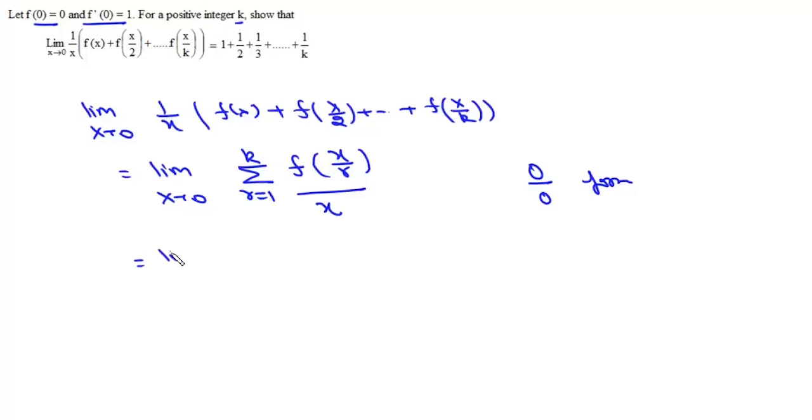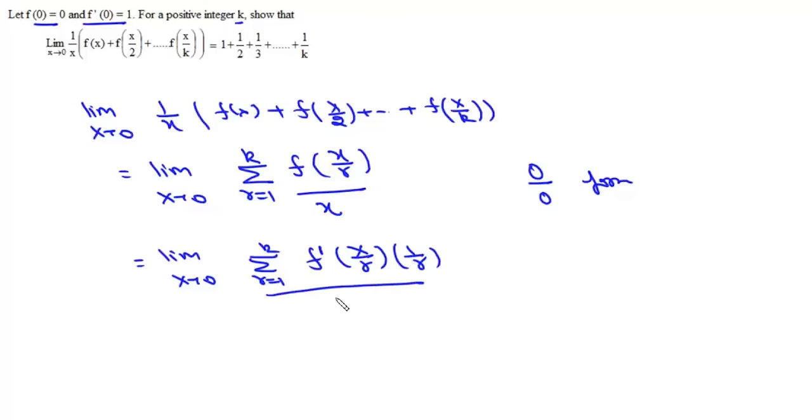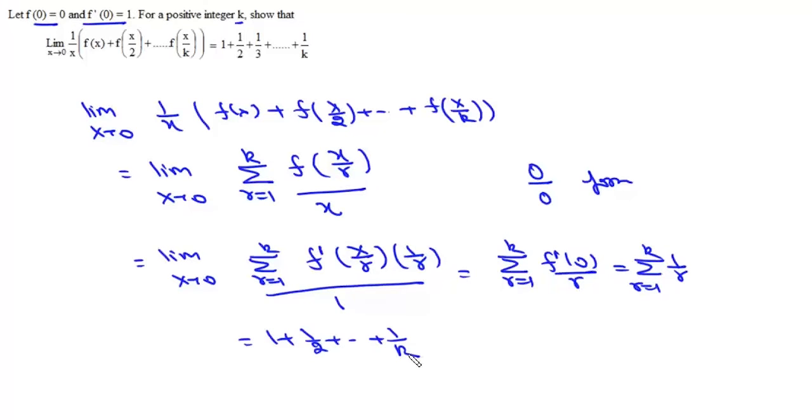So we can write this as limit x tends to 0, and then the summation r varies from 1 to k, and it will be f'(x/r) into 1 by r upon 1. Now this is summation r varies from 1 to k of f'(0) upon r. Now f'(0) is 1. So it will be the summation r varies from 1 to k of 1 by r, which is nothing but 1 plus 1 by 2 up to 1 by k. And this is what we need to prove in this question.